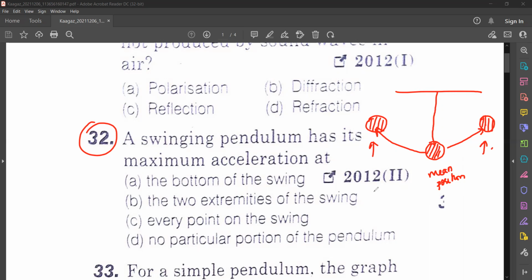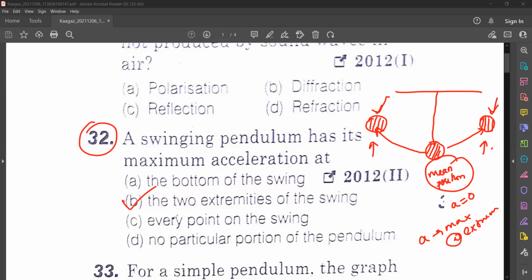Okay, so you have to say at which position it is having maximum acceleration. See, at mean position, acceleration is 0. At the extreme position, that means where the amplitude is maximum, these two positions are extreme positions. At extreme position, acceleration is maximum. That means at this position and this position. Okay, so the answer is option B, two extremities of the swing. Acceleration is maximum at the two extremities of the swing.